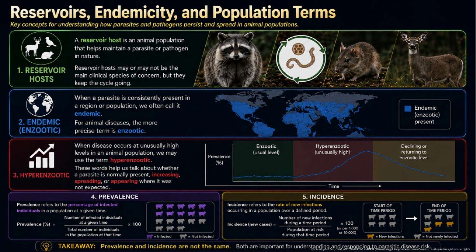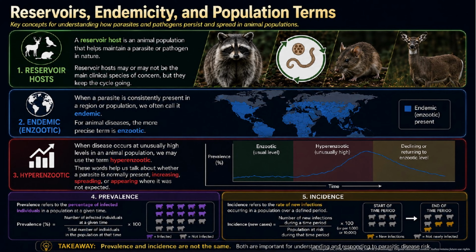Reservoir hosts are another important concept. A reservoir host is an animal population that helps maintain a parasite or pathogen in nature. Reservoir hosts may or may not be the main species we care about clinically, but they keep the cycle going. Geography and population patterns also matter. When a parasite consistently is present in a region or population, we often call it endemic. For animal diseases, the more precise term is enzootic. When disease occurs at unusually high levels in an animal population, we call it hyper-enzootic.